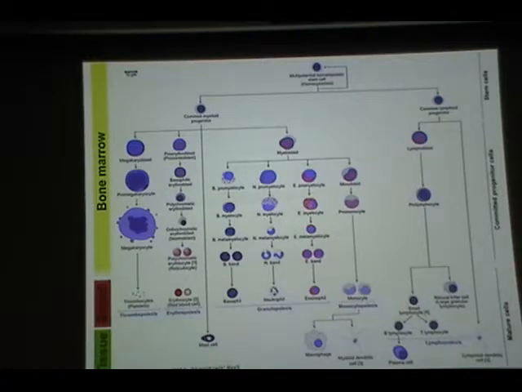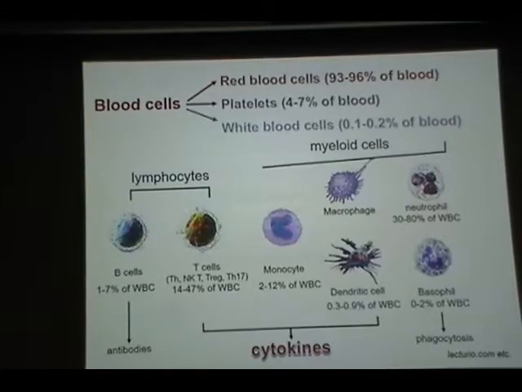Other immune cells also produce cytokines. However, those are the major cell types that produce the different types of cytokines involved in our immune system.